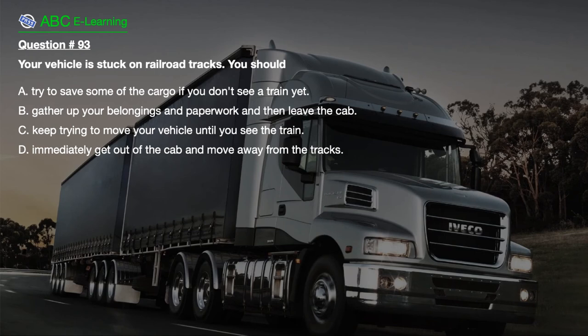Question number 93. Your vehicle is stuck on railroad tracks. You should A. Try to save some of the cargo if you don't see a train yet. B. Gather up your belongings and paperwork and then leave the cab. C. Keep trying to move your vehicle until you see the train. D. Immediately get out of the cab and move away from the tracks.